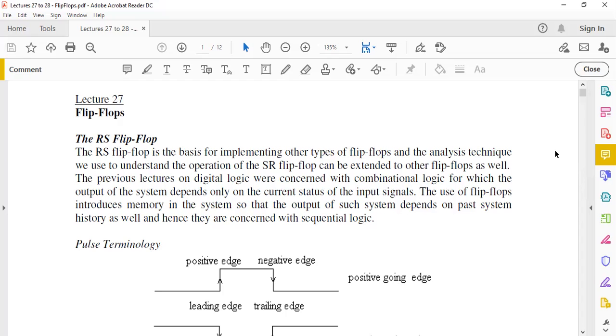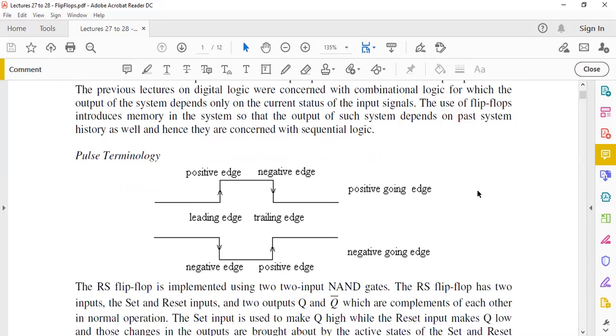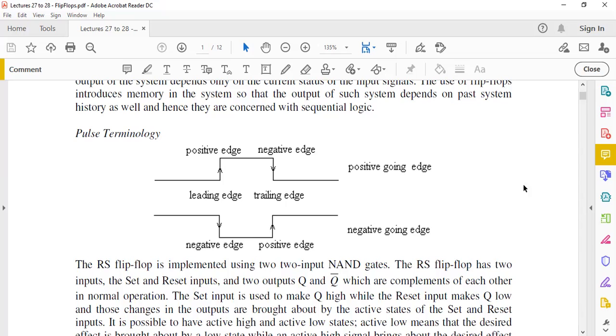Now, before we get into flip-flops, let's look at some terminology that we will come across. As you can see here on the waveform, we are looking at a clock cycle, which is changing state: this one is changing from low to high, and this one is from high to low. So this one is called a positive edge and this one is a negative edge.